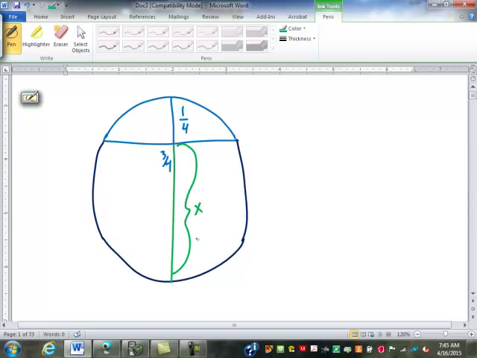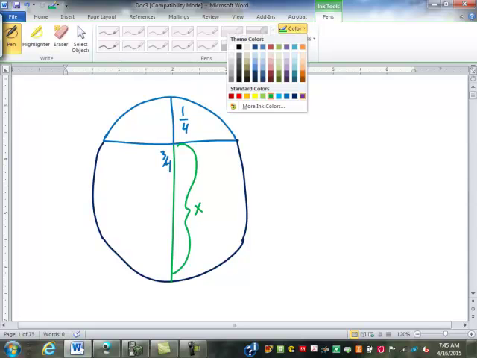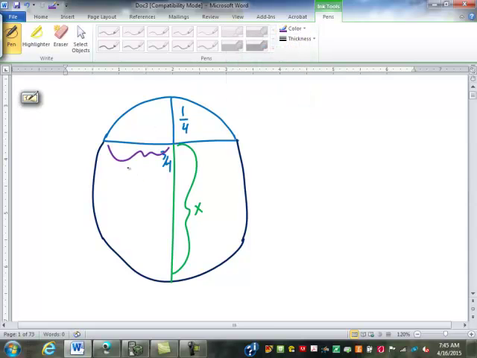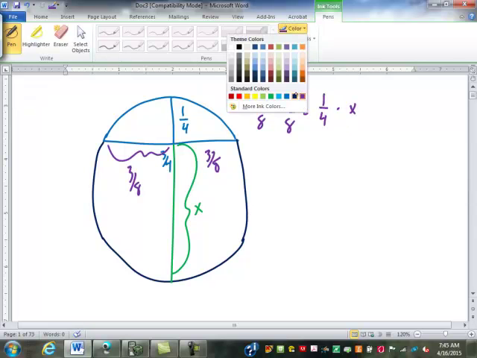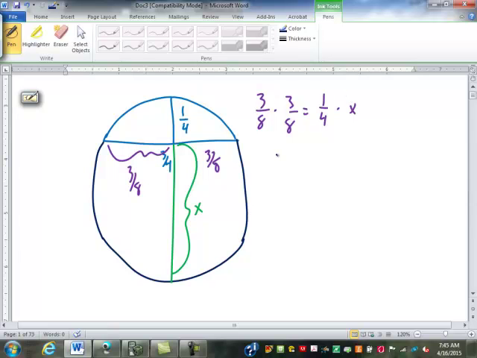I'm going to call that X for now. This is going to get split into 3/8 and 3/8. And so what we have is 3/8 times 3/8 equals 1/4 times X. This is going to become 9/64. Divide by 1/4, it's going to become 9/16 equals X. So this is 9/16.